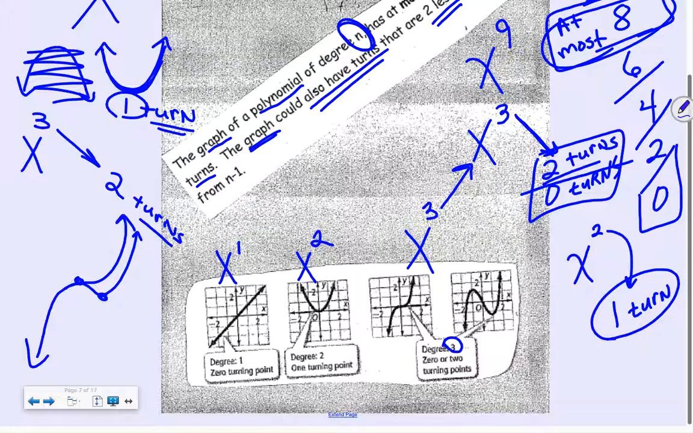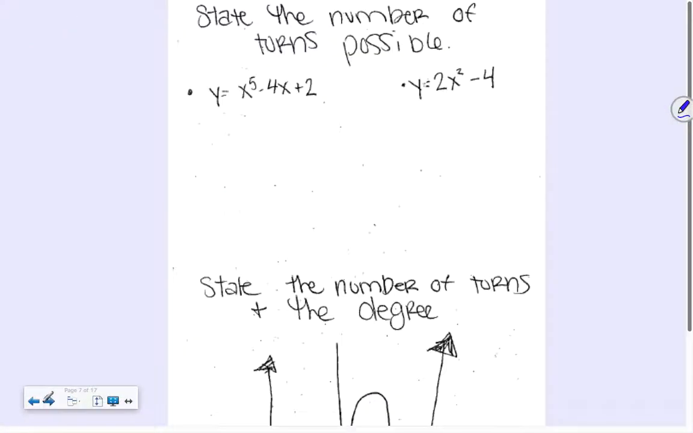Okay. Are you guys okay with the turns? I'll go on if you're okay. Next up, turns again. You said you're okay. This should take you 15 seconds. State the number of turns possible in this function, and down here, I drew a picture for you. Tell me the number of turns that it made, and then tell me the degree you think it is. What degree polynomial is it? It's honestly about a 15-second assignment.